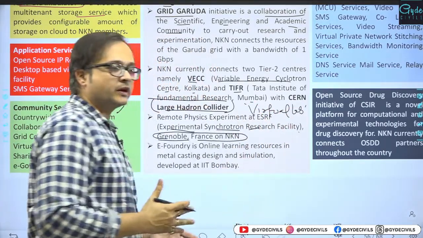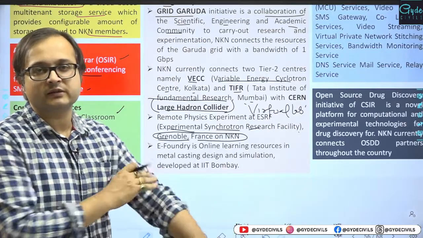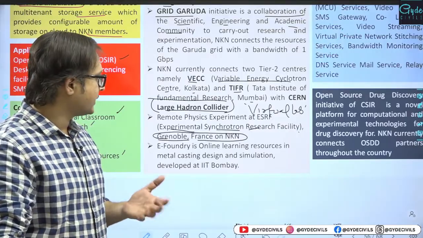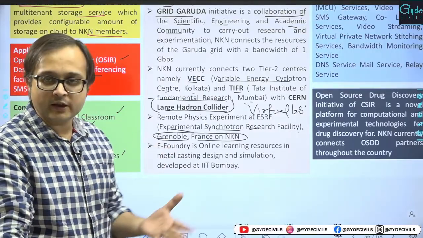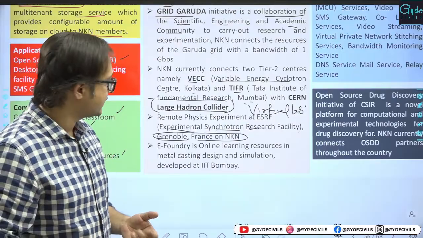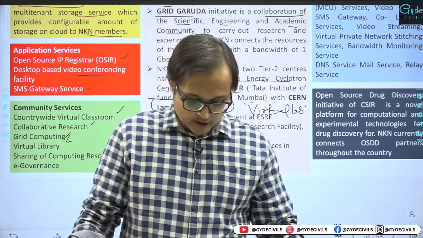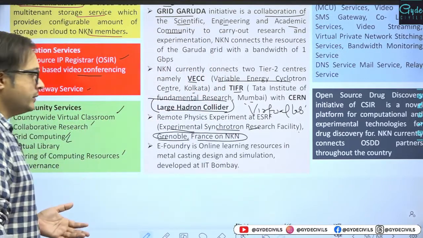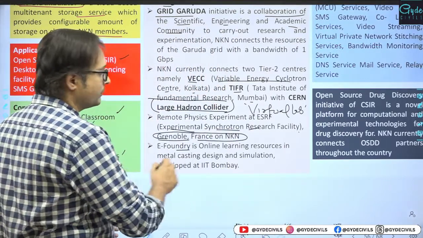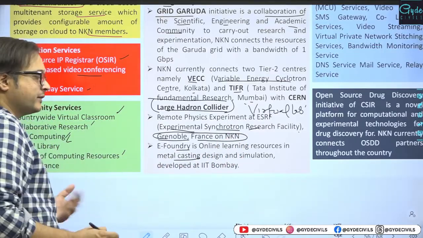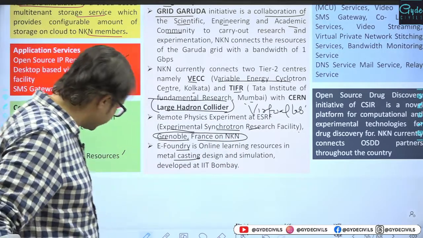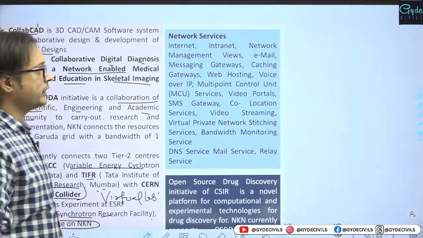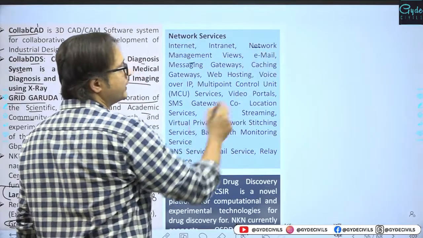A virtual lab is a laboratory based simulation where realistic things can be displayed over virtual platforms. That becomes remote access to any kind of experimental facility which is being created. That can be easily accessed over the National Knowledge Network, right. Then eFoundry, which is an online resource for metal casting design and simulation, is also hosted over the National Knowledge Network.